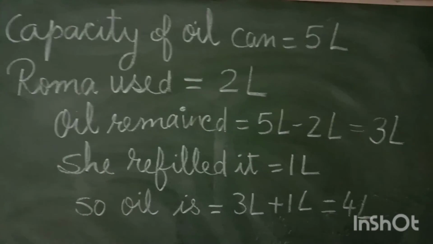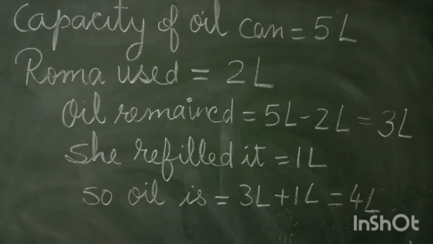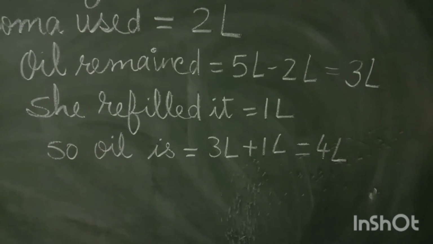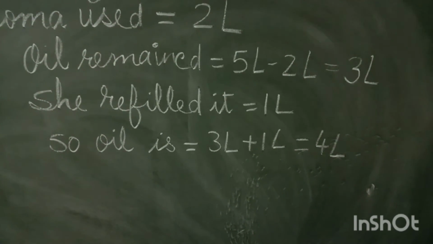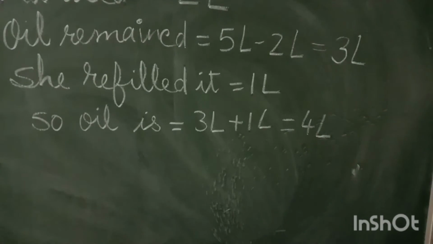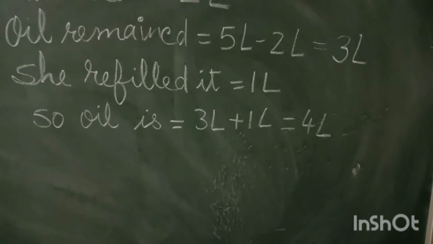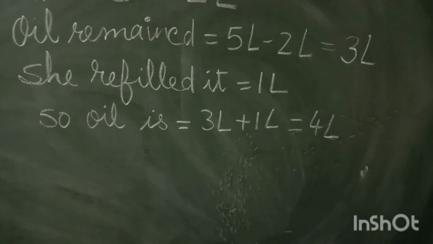Capacity of the oil can is 5 liters. Roma used 2 liters. Now how much oil remained? 5 minus 2, 3 liters. Now again she refilled it with 1 liter. So oil is now 3 liters plus 1 equal to 4 liters. This was a tricky one. Nothing else.